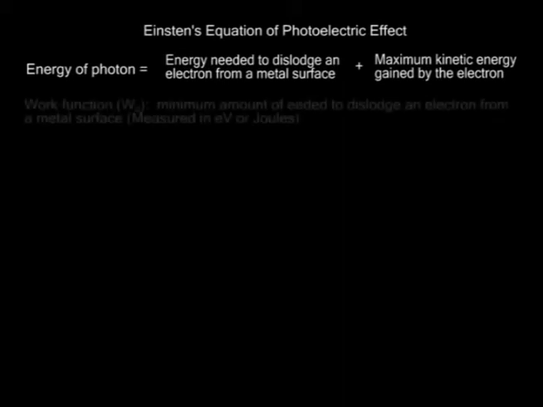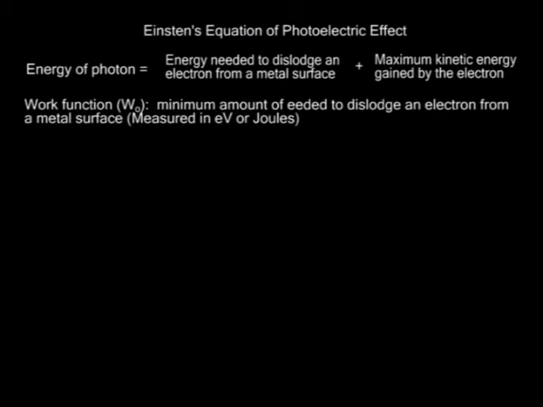The minimum amount of energy needed to dislodge an electron from a metal surface is called the work function of the metal, W0. This energy varies from metal to metal. The work function is expressed in a unit called electron volt or joules. 1 electron volt is equal to 1.6 × 10^-19 joules.